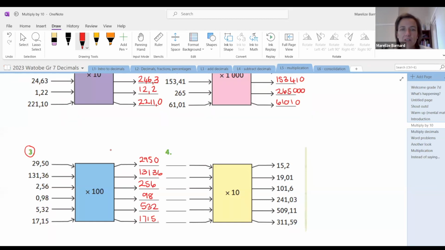Okay, let's have a look at question 4. So here we need to ask, what number times by 10 will give me 15.2? Put your answer in the chat if you think you know. What number times by 10 will give me 15.2?